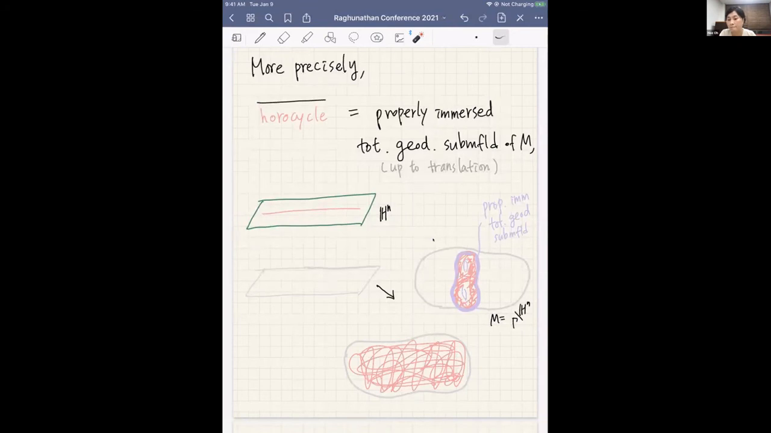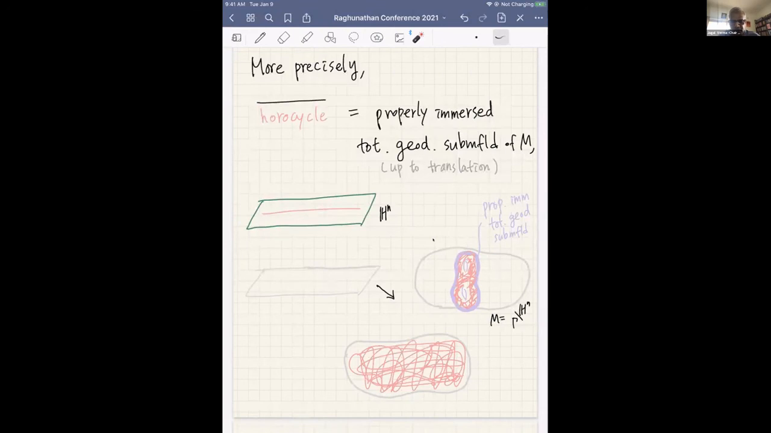In some sense, the codimension one totally geodesic submanifold plays a very important role, not only in the statement, but also in the proof. But in the complex hyperbolic manifold, I don't think there is a codimension one totally geodesic submanifold. Yeah, because probably they become complex themselves. Right. Okay. Thank you.